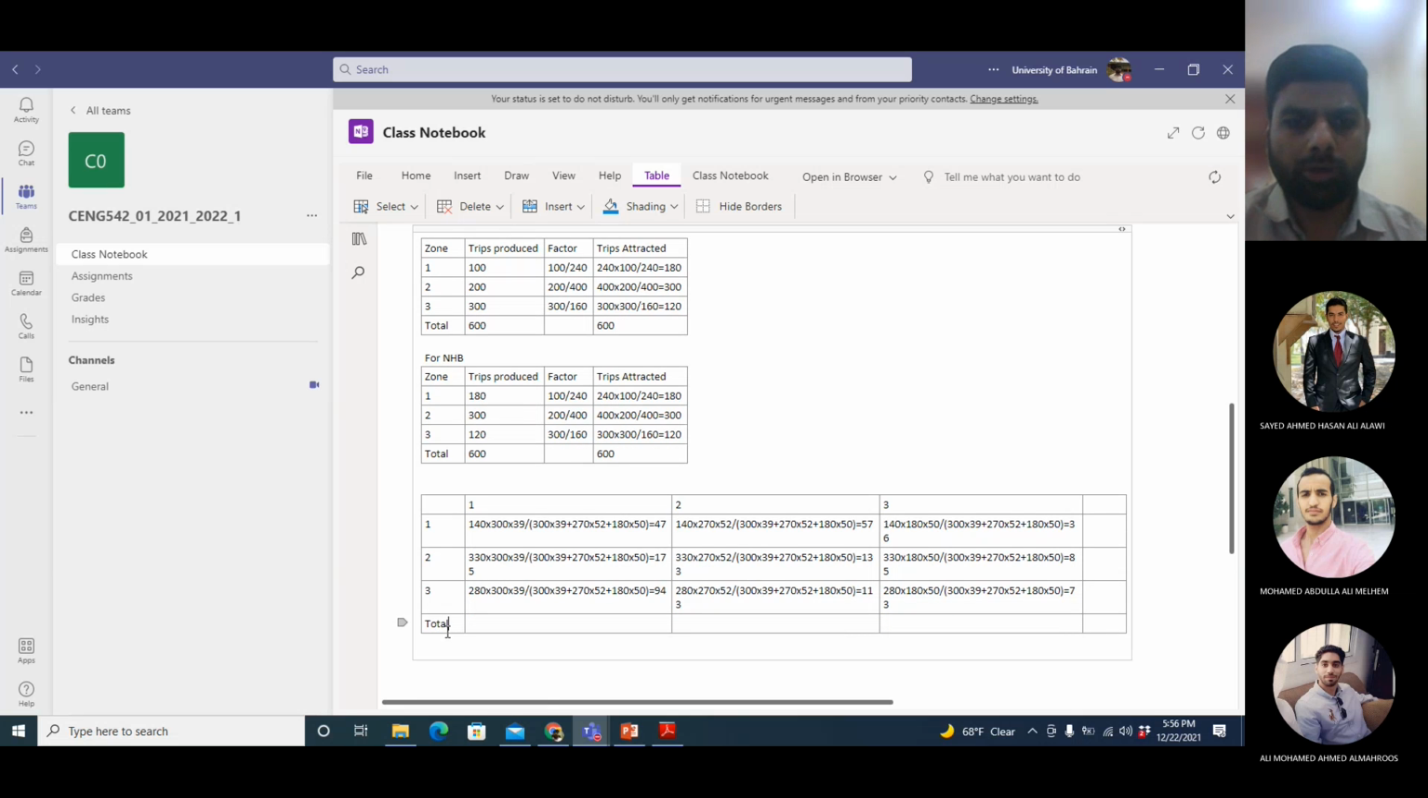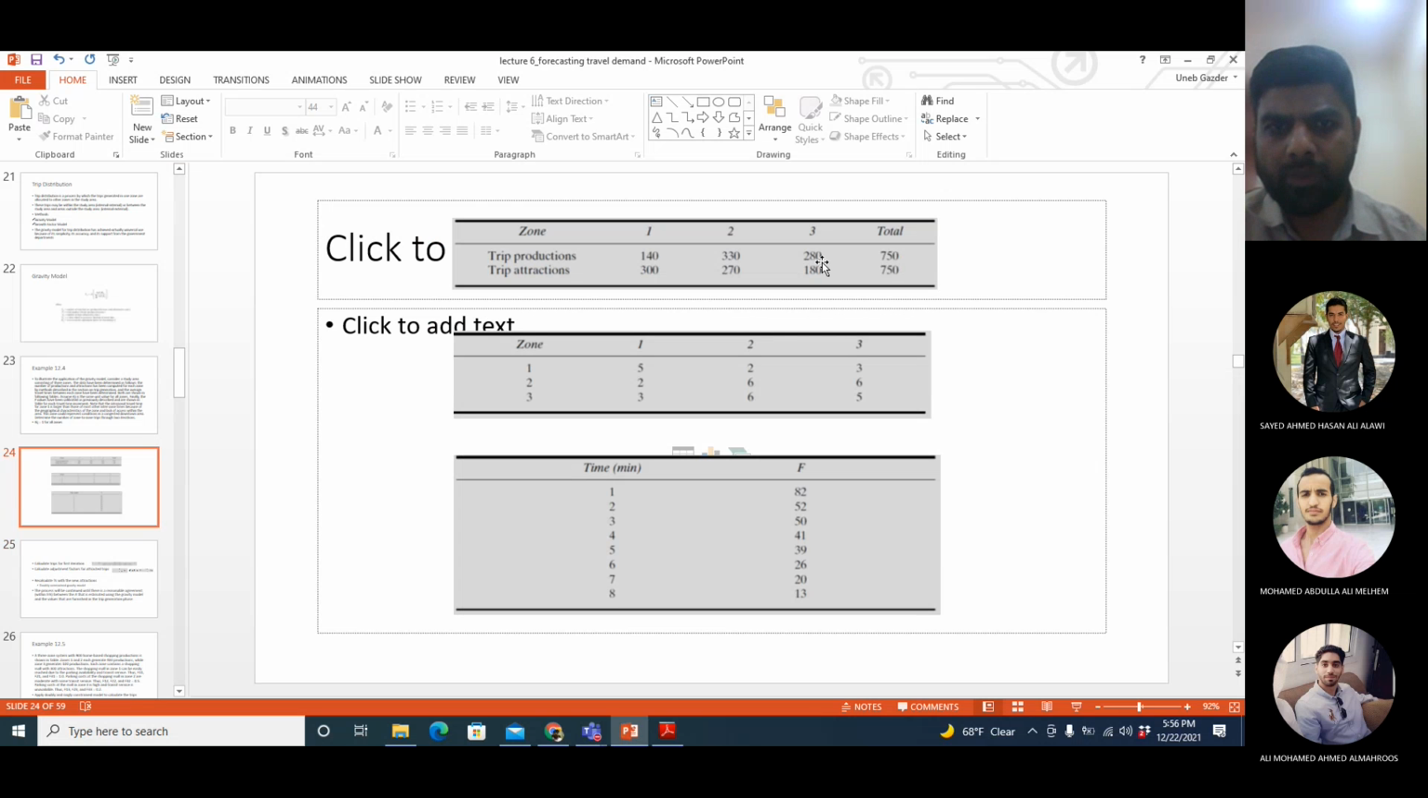Okay, now if you take the total, this should be equal to the total number of attractions for each zone, because this is the destination. So it is going from 1 to 1, then 1 to 2, and then 1 to 3. The total number of trips going to zone 1 should equal the number of attractions which they gave me, which is 300, 270, and 180.